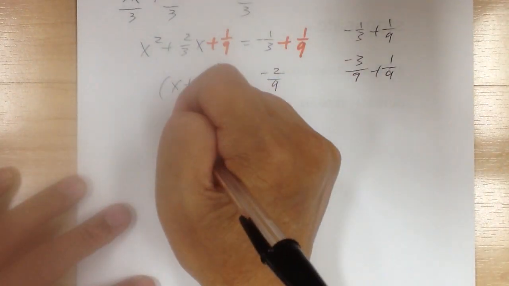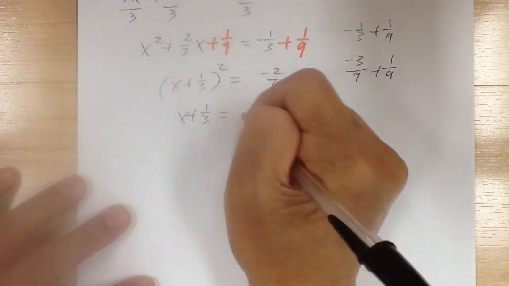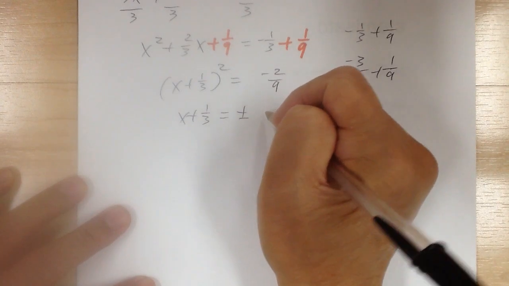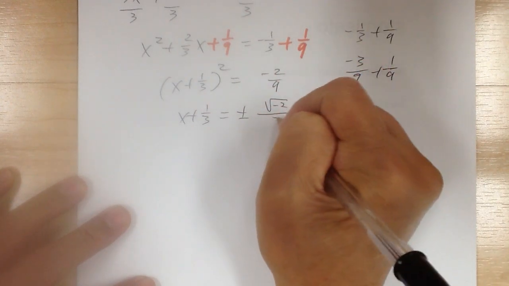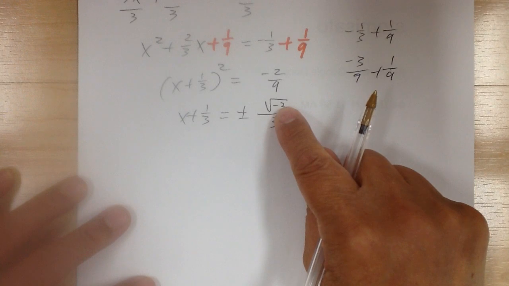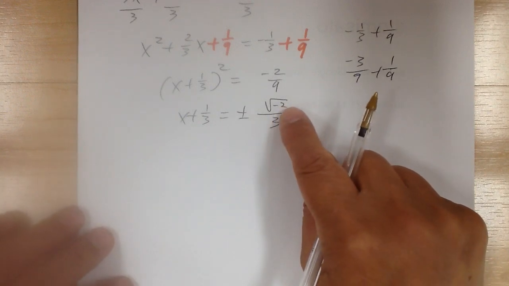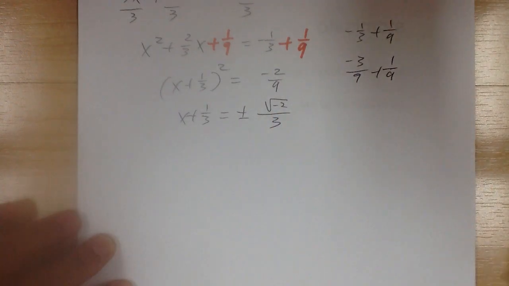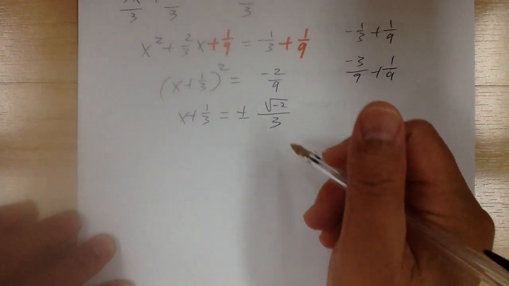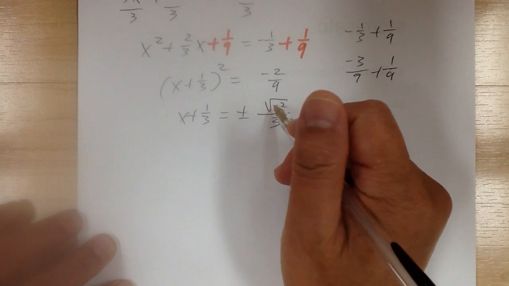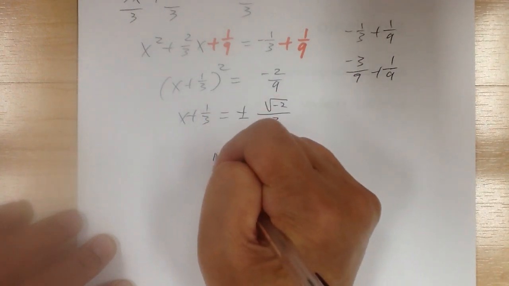Then when you take the square root, you're going to get x plus 1 over 3 equal to plus or minus square root of negative 2 over 3. But when you have negative inside the square root, okay, you haven't noticed yet how to deal with this. When you get to Algebra 2, you will learn how to use something called imaginary numbers. But for now, when you have negative inside the square root, it would be just not real.